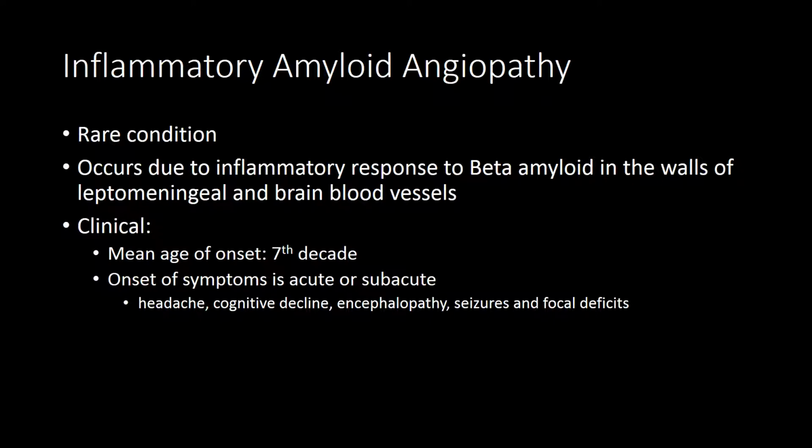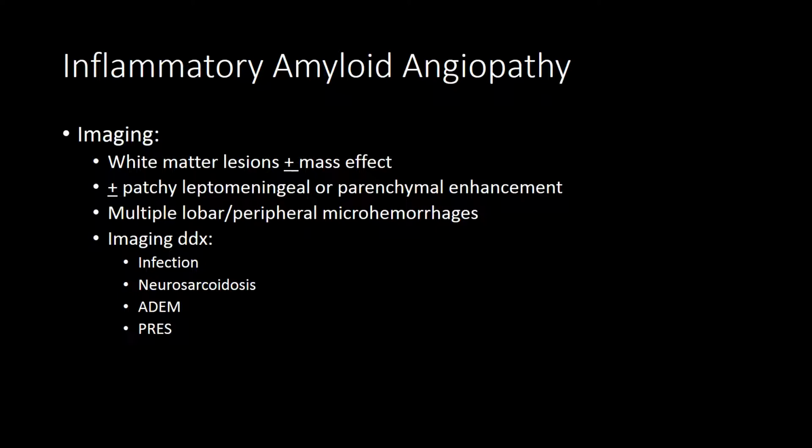Next, we'll talk about a condition known as inflammatory cerebral amyloid angiopathy. This is a rare condition, but I've seen 2 cases so far as I've been here. It occurs due to inflammatory response to beta amyloid in the walls of the leptomeningeal and brain blood vessels. Clinically, the mean age of onset is the 7th decade, so it occurs in an older individual. And the onset of symptoms is typically acute or subacute and can be variable. Patients can have headache, cognitive decline, encephalopathy, seizures, and focal deficits.